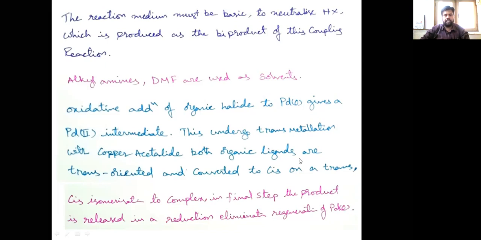Both organic ligands are trans-oriented and are converted to cis by trans-cis isomerization in the complex. In the final step, the product is released by reductive elimination, regenerating palladium 0. Again, the palladium comes back as 0. The initial stage palladium is 0, as is the final stage. But in between, oxidative addition and reductive elimination are taken care of by palladium 2.